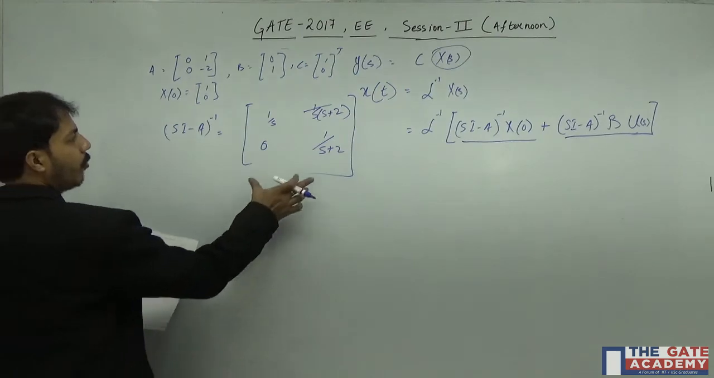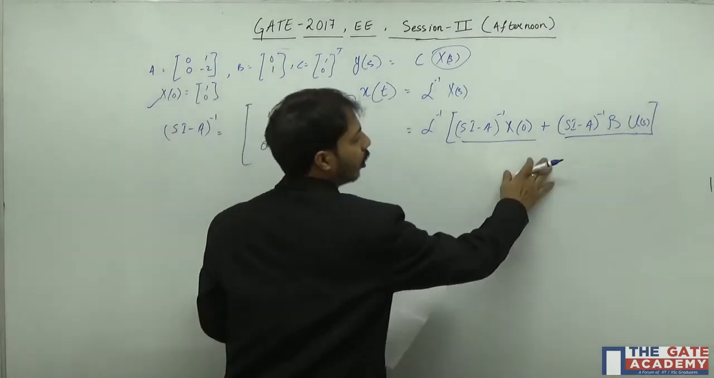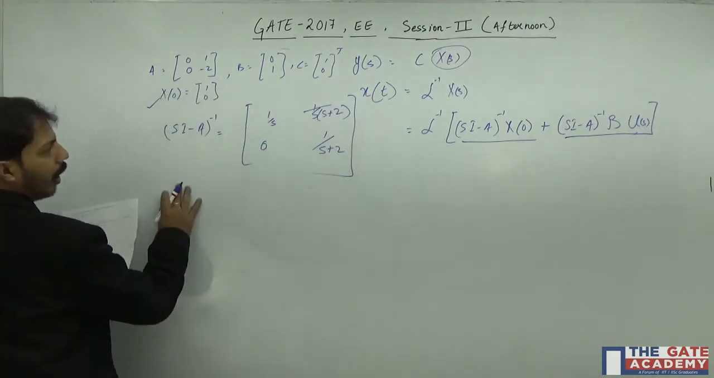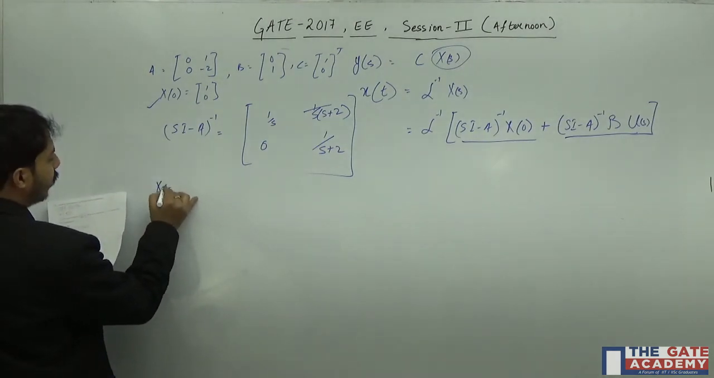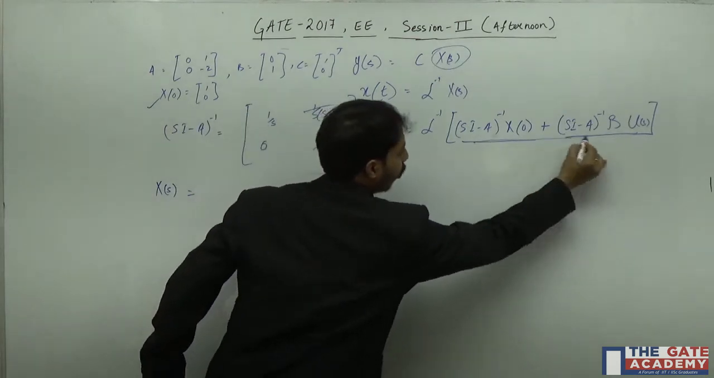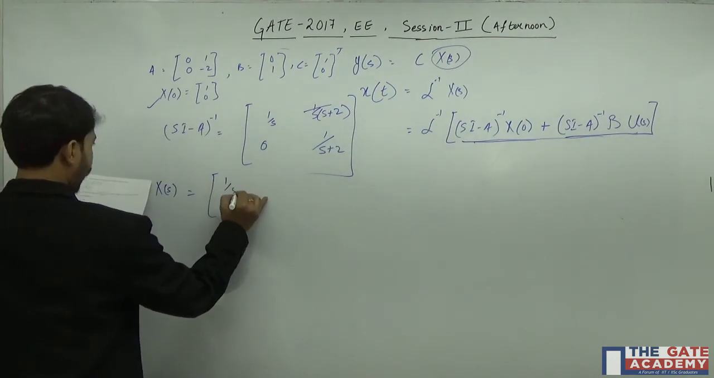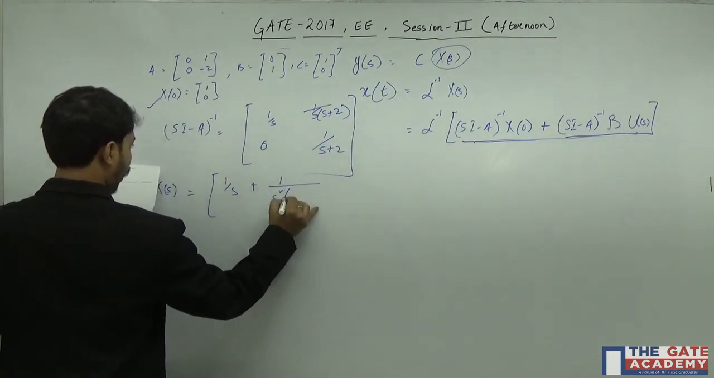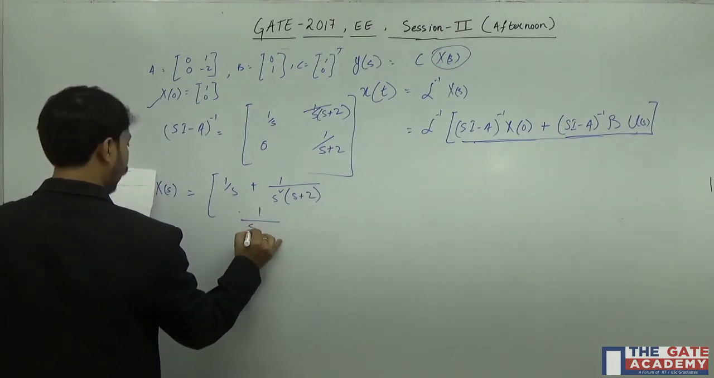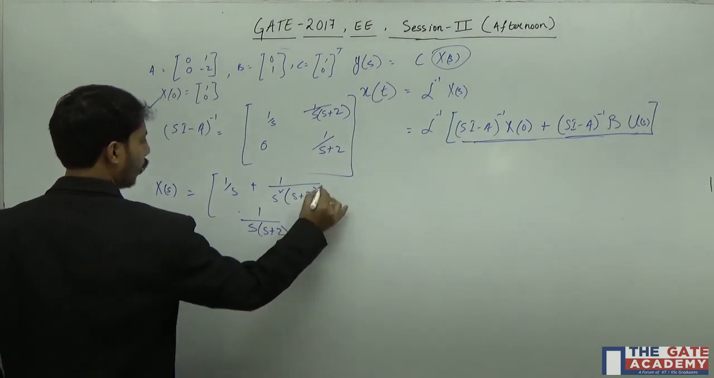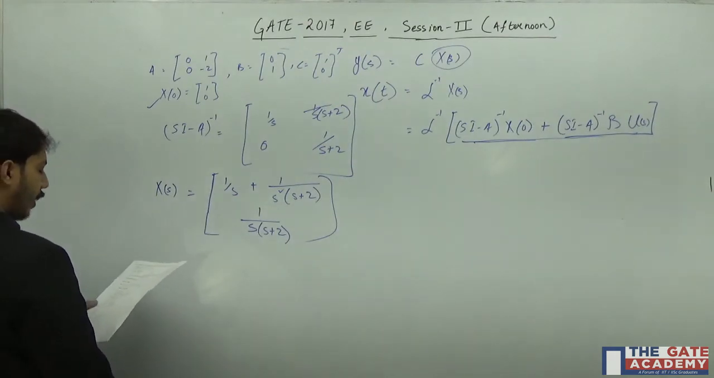Okay, now if I put this value here and multiply with these vectors, x0 and B and U(s), so ultimately X(s) of this particular thing, I'll put it here, will be [1 by s plus 1 by s squared (s plus 2); 1 by s into (s plus 2)]. So this is my X(s).